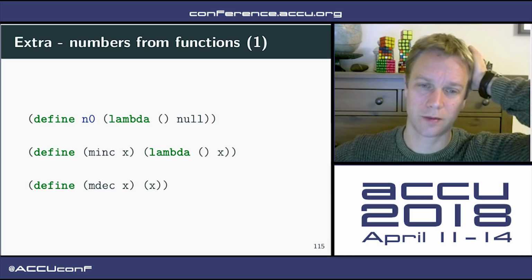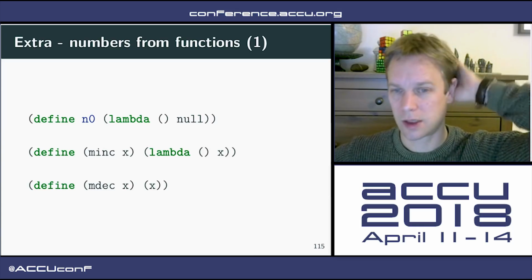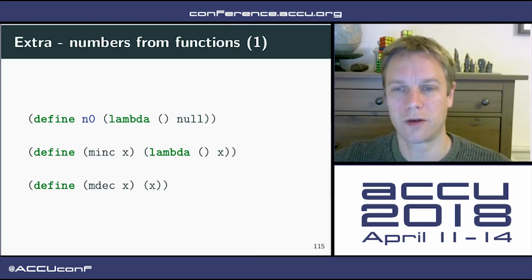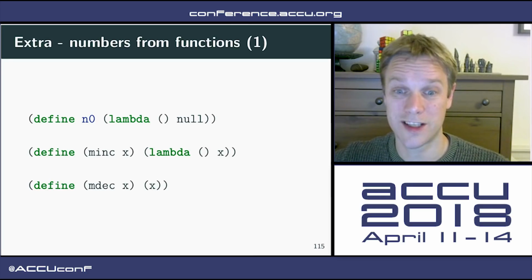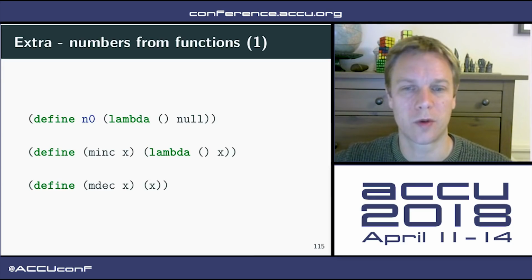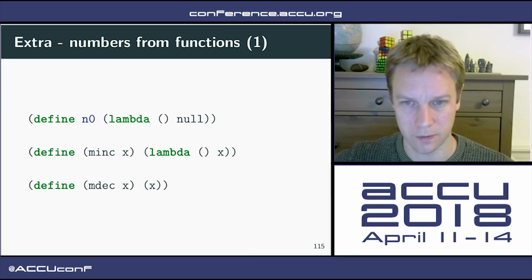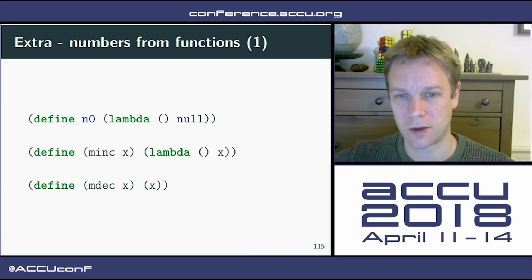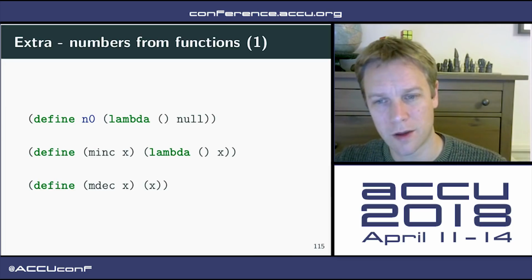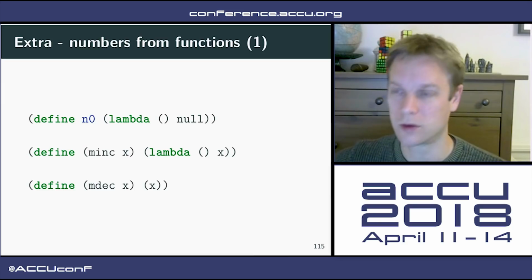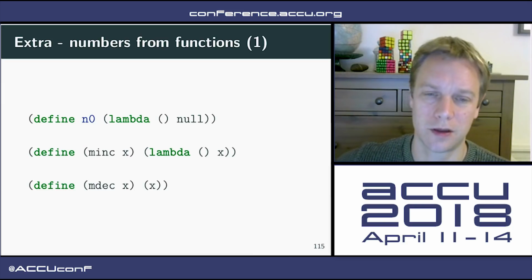Now let's define something called mdec. That takes in something called x, but instead of returning a function, it calls x, assumes x is a function, calls it with no arguments and returns the answer. So you can see how minc and mdec are kind of opposite, because minc returns a function, and when you call that function you get back x, and mdec calls its argument, assuming that it is a function.